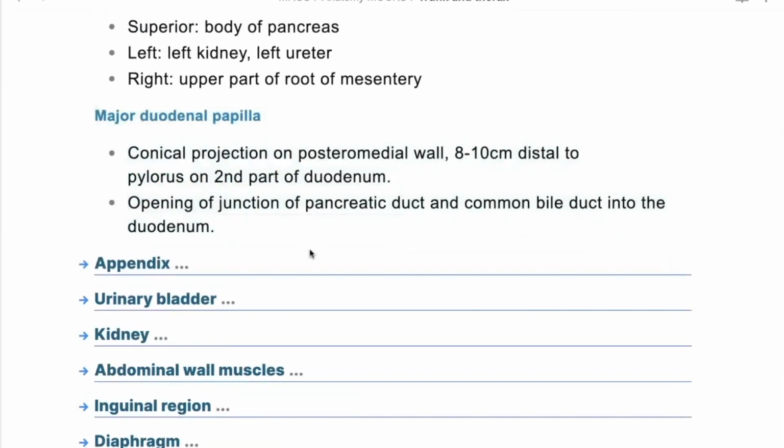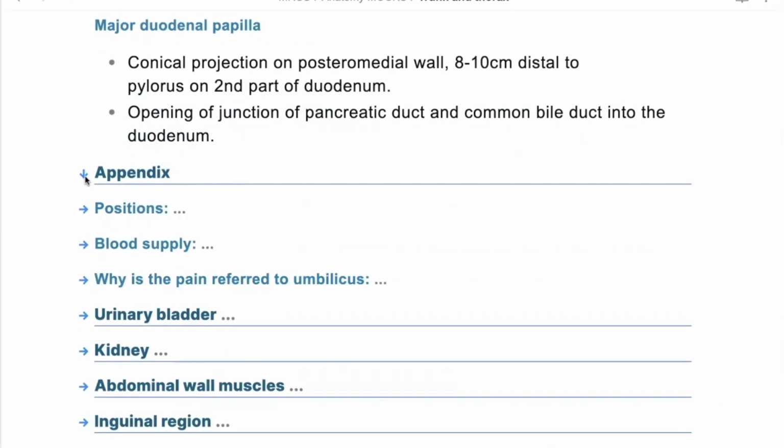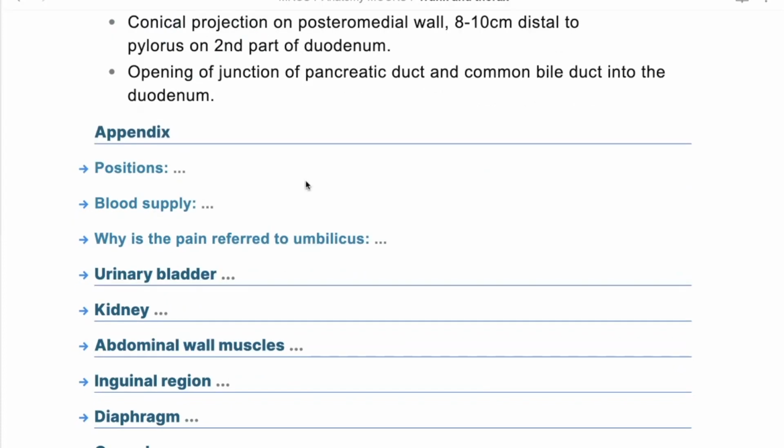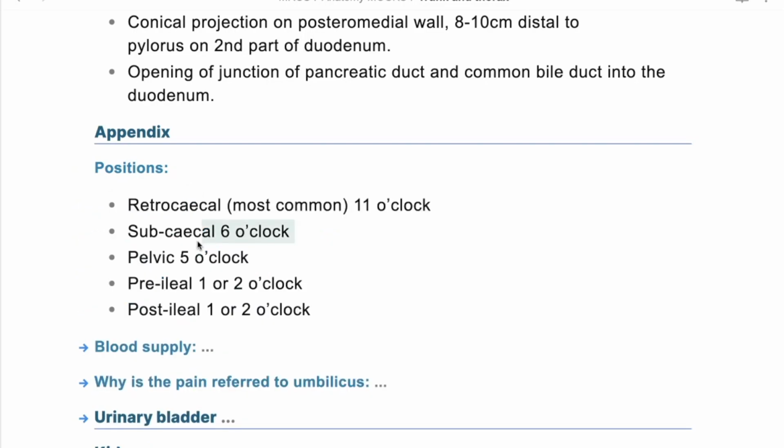So Saniha, we're going to talk about the appendix now. Can you tell me the positions that you know for the appendix? Yes, sir. The most common position is retrocecal, and the second most is pelvic, and the others are post-ileal, pre-ileal, and sacral. All right, sounds good. So retrocecal is the commonest, and subcecal, pelvic, pre-ileal, post-ileal are the other common positions.